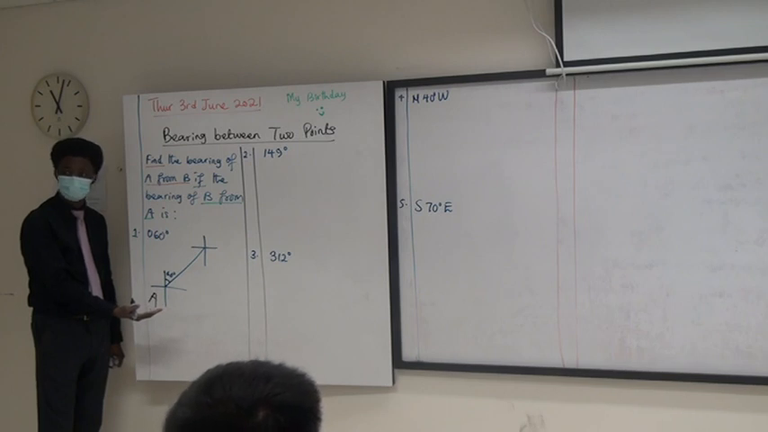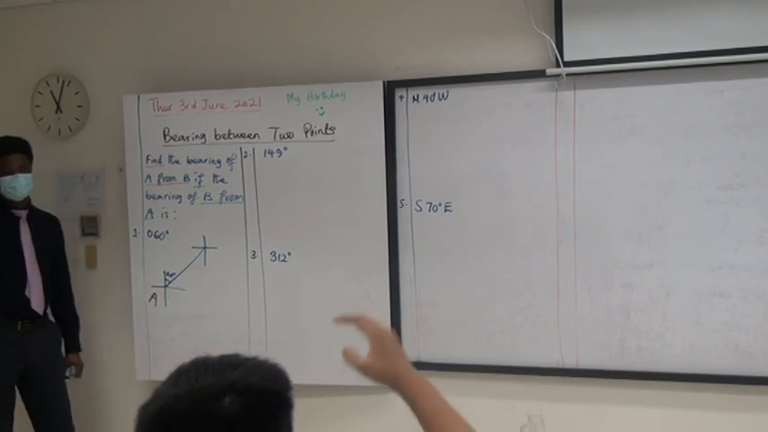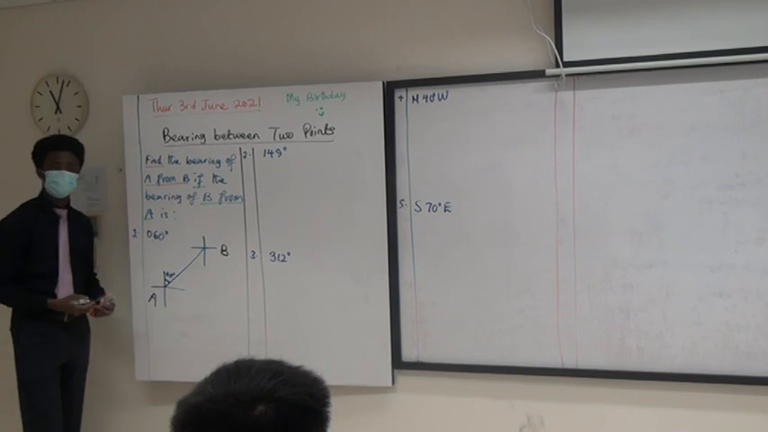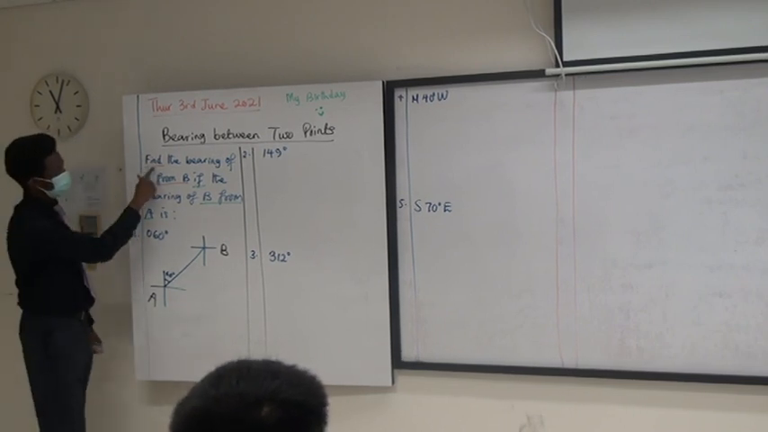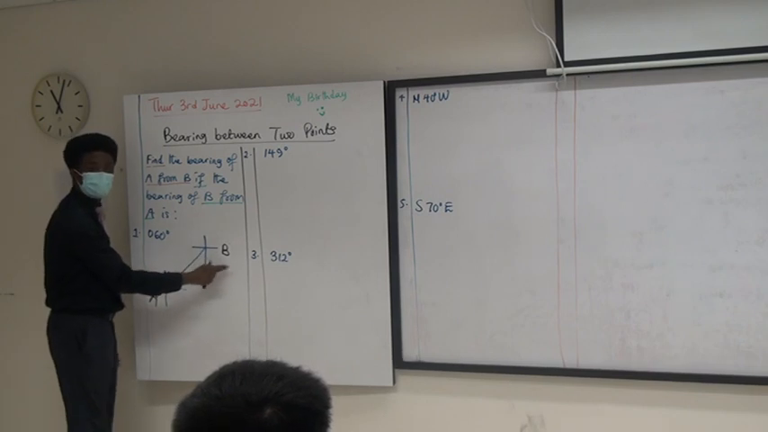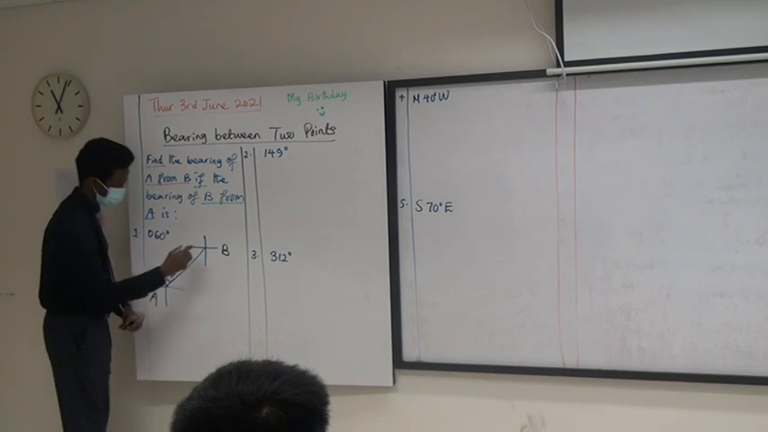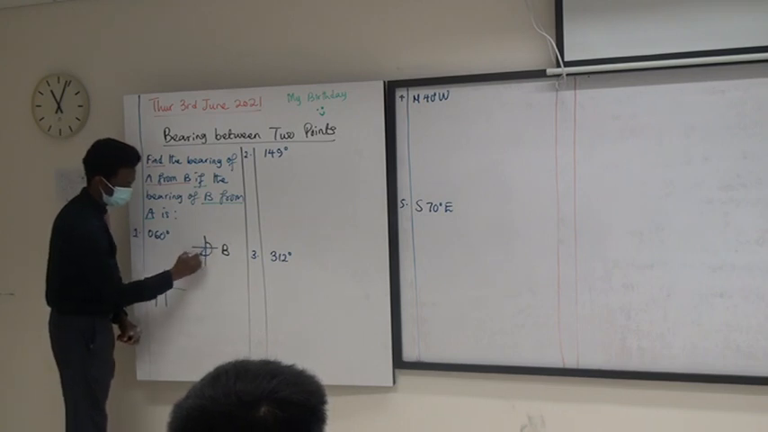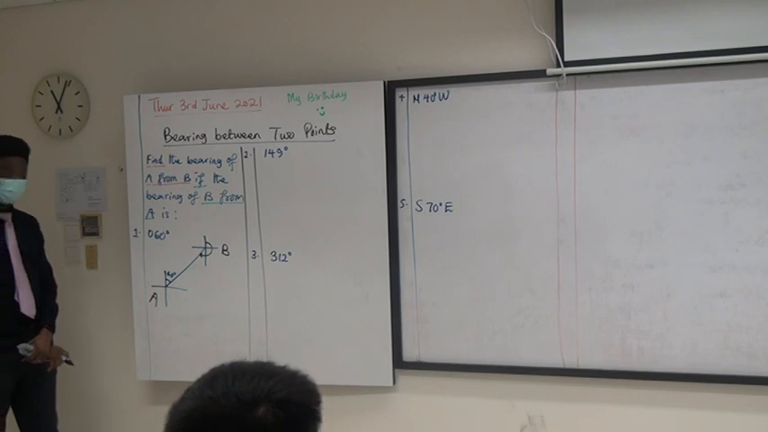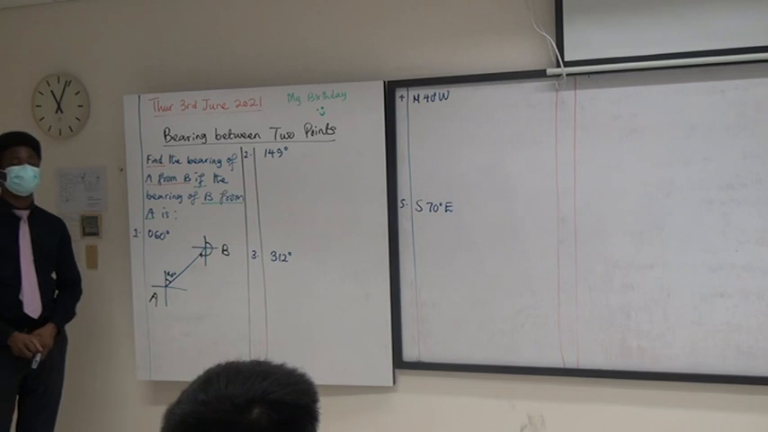Any questions? Raise your hand if you understand what I just said. Okay, great. So which means this is the B. Find from B the bearing of A. It means from here now. Locate this point. That's the bearing we are looking for. Yes? How do we find it? I need help. I don't know what to do.